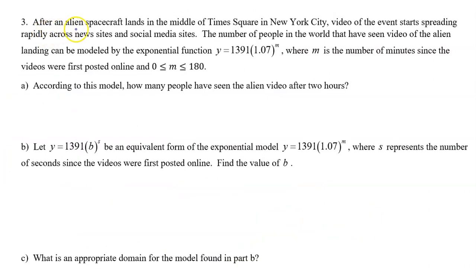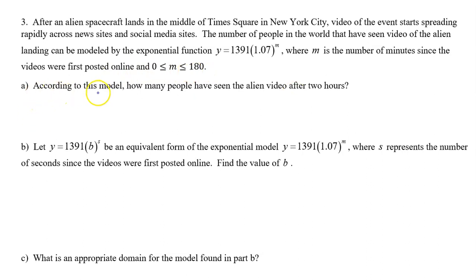Number 3. After an alien spacecraft lands in the middle of Times Square in New York City, video of the event starts spreading rapidly across the news sites and social media sites. The number of people in the world that have seen the video of the alien landing can be modeled by the exponential function shown here, where m is the number of minutes since the videos were first posted online, between 0 minutes and 180 minutes.